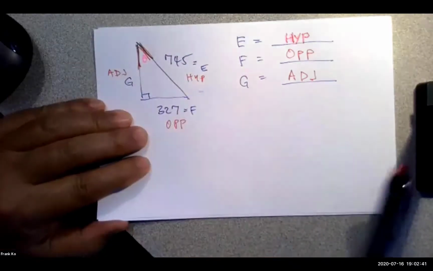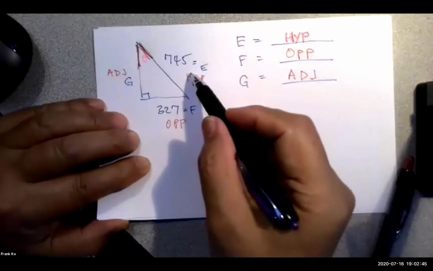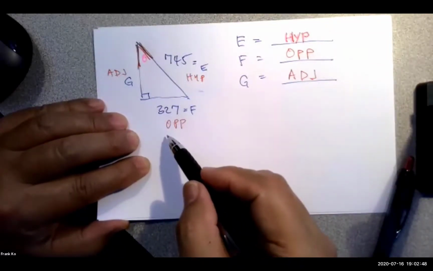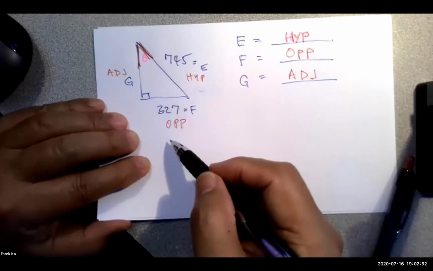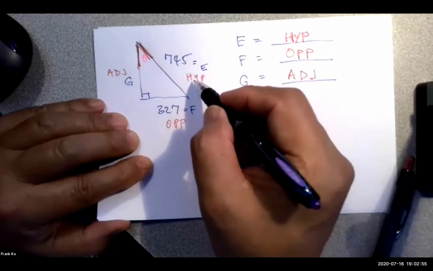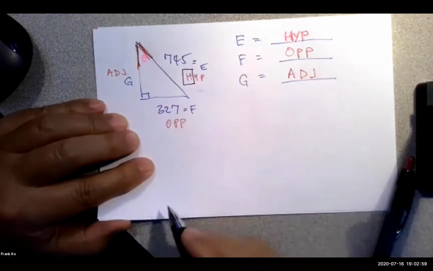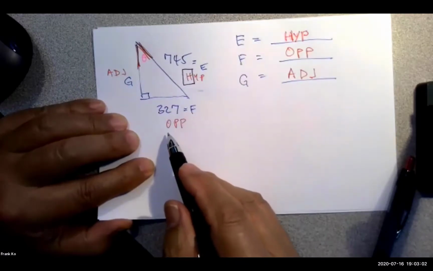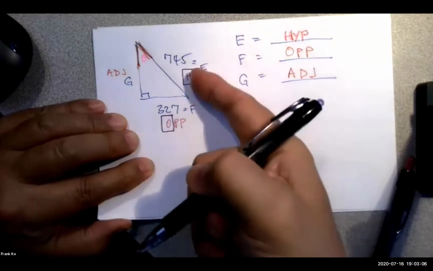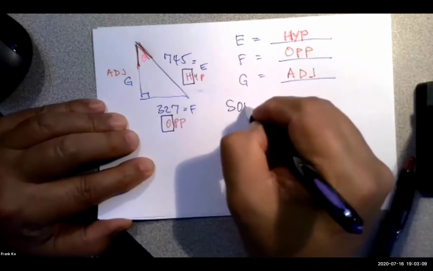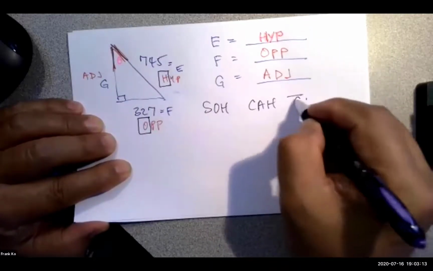Cool. Now, what are our givens? We're given the hypotenuse and we're given the opposite. The hypotenuse has a value. The opposite has a value. What's the very first letter in the word hypotenuse? Is an H, yes? What is the very first letter in the word opposite? O. You have an O and an H. And here are your three options. Sohcahtoa.